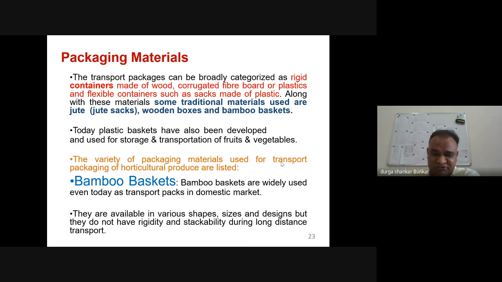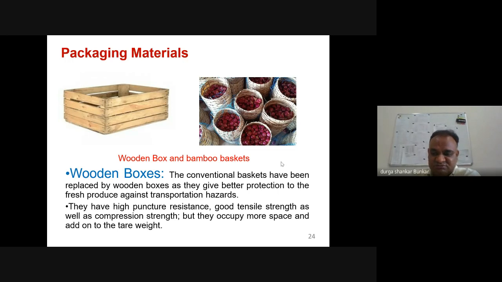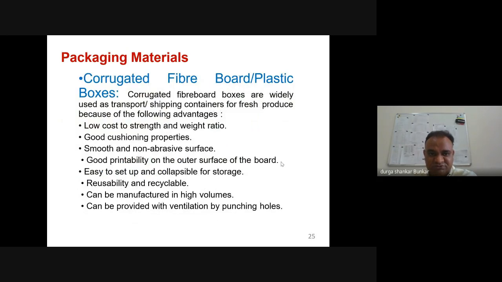So it is the most beneficial, and it definitely affects the price of the packaging material. And these are the wooden boxes or bamboo baskets. Generally this is most commonly used where food is abundantly available, like in different regions of our country, like Kashmir. This is most popular as a container to transport fresh produce.